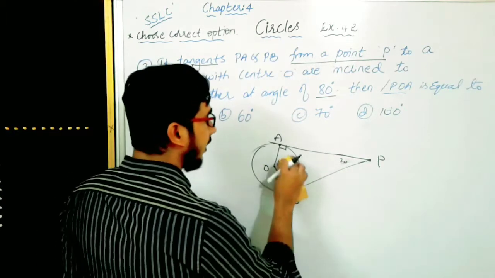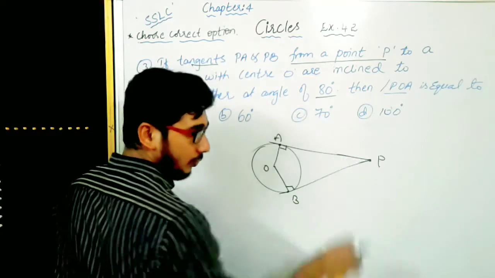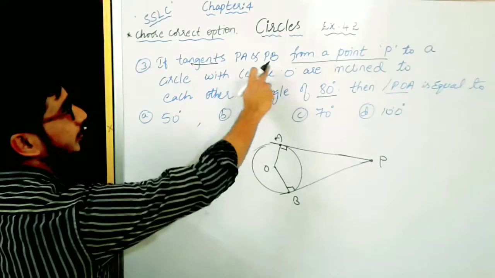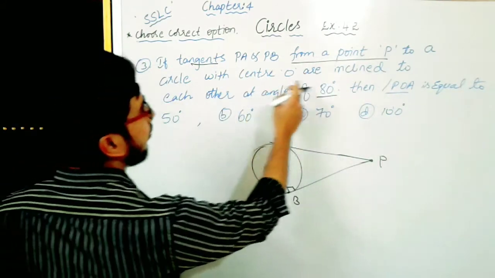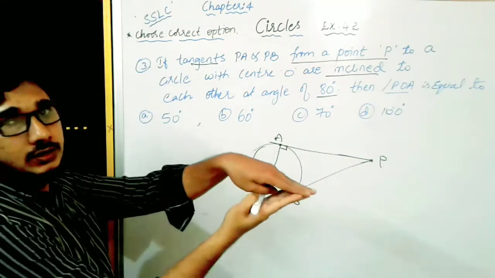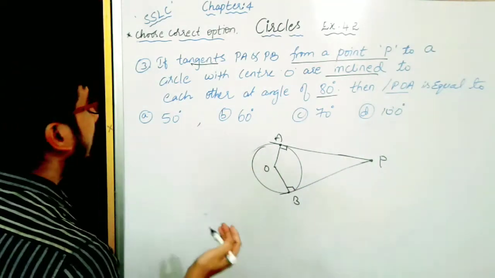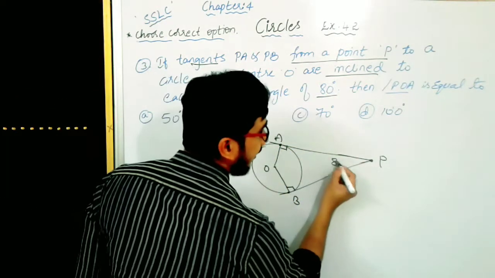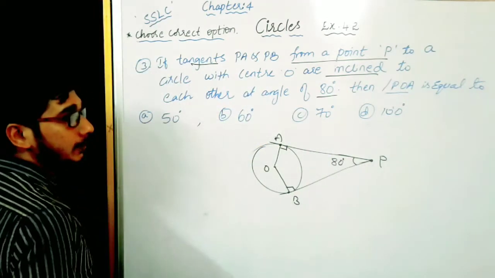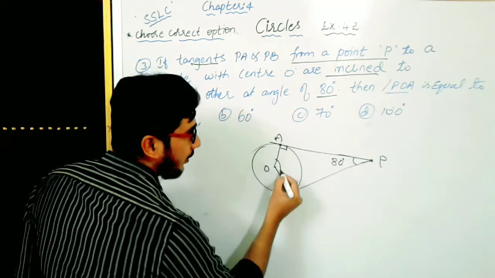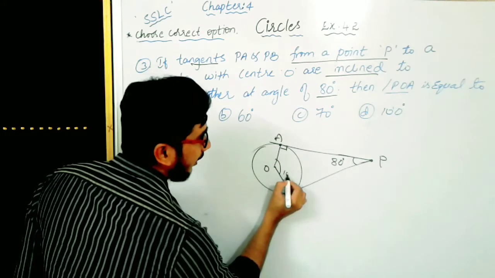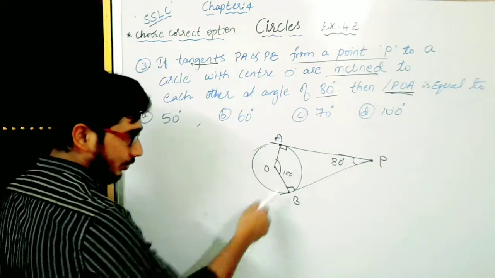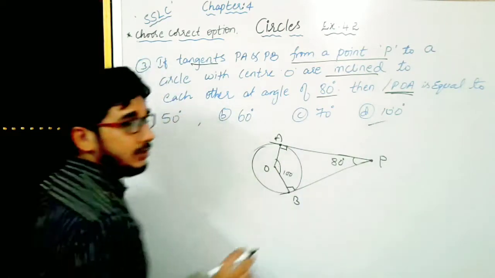So what they have given here: tangents PA and PB from a point P to a circle with center O are inclined to each other, like this. The tangents are inclined to each other at an angle of 80 degrees. Okay, this is 80 degrees. So if this is 80 degrees, what will happen? This entire angle will be 100 degrees. If you do not read the question properly, you will directly see the option 100 and put the tick there.